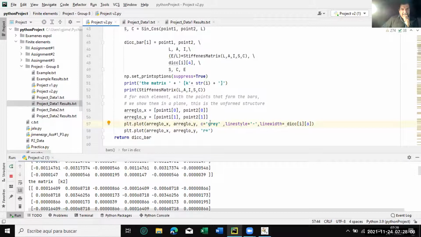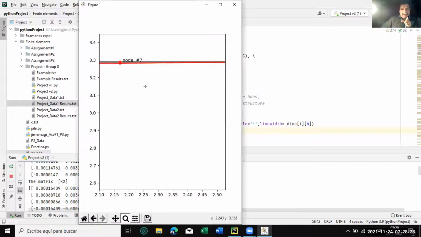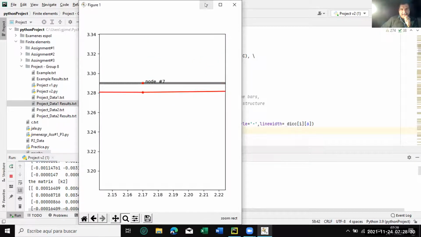The color of the line is variable, and this value is the thickness of the line. For this part, we have the point in red. So that's the color. Okay. Good.